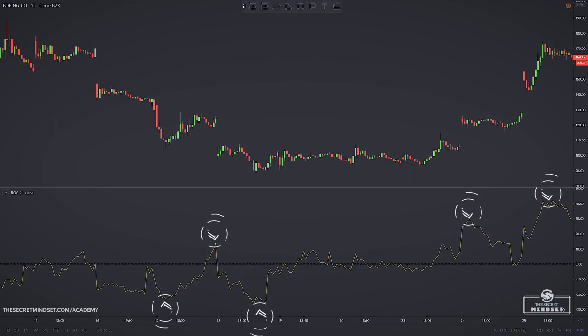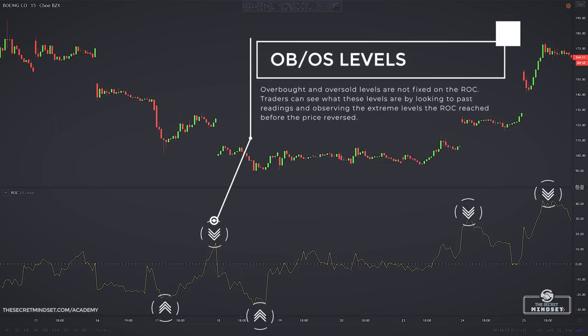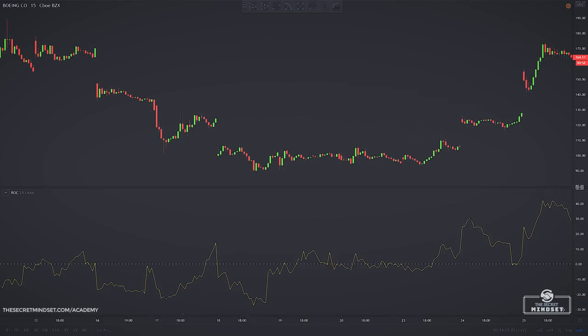Overbought and oversold levels are not fixed on the rate of change, and each asset will generate its own extreme levels. Traders can see what these levels are by looking at past readings and observing the extreme levels the price rate of change reached before the price reversed.